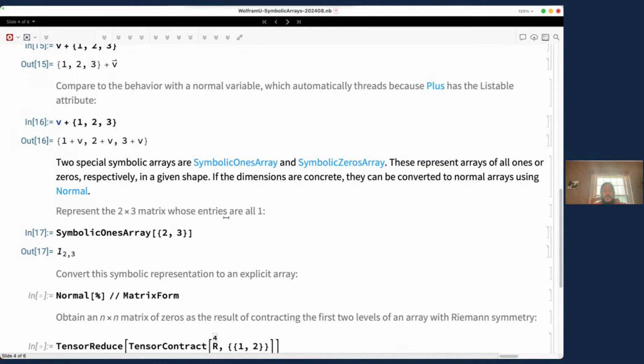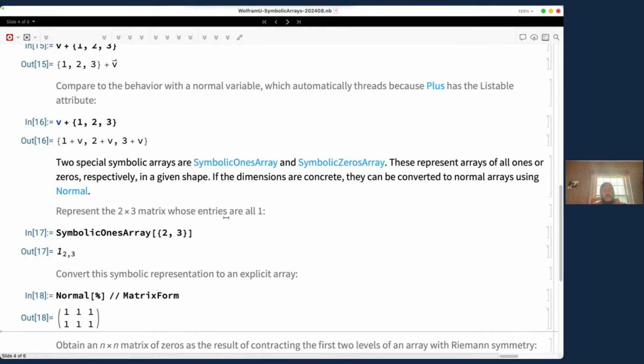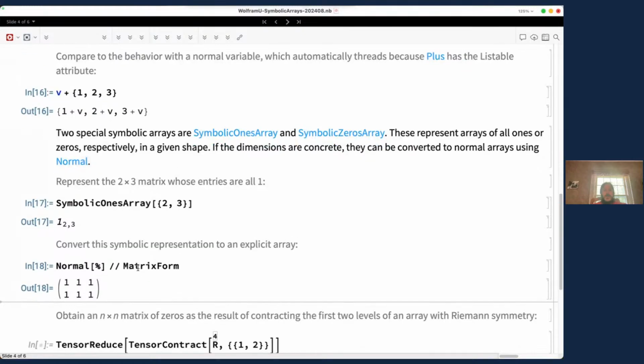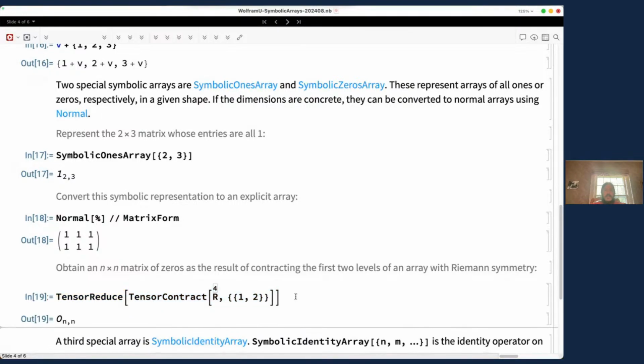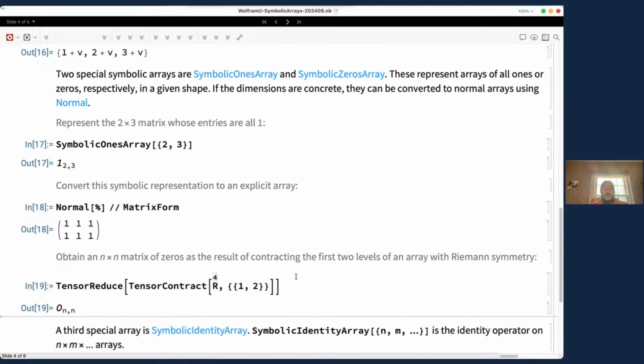Since that's a concrete dimension, I can convert that to a normal matrix and use matrix form, and lo and behold, I get a matrix whose entries are all 1. Similarly, if we take our rank 4 array and contract the two indices, now we're going to get a matrix of zeros out of that. And again, it's 0 because it's anti-symmetric in those two slots. So when I contract, I go down from rank 4 to rank 2, and it's 0 n by n.